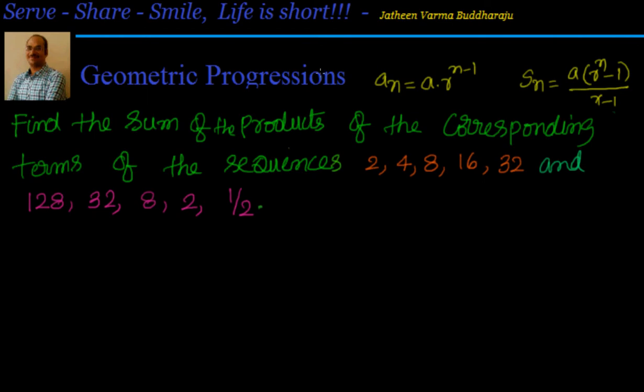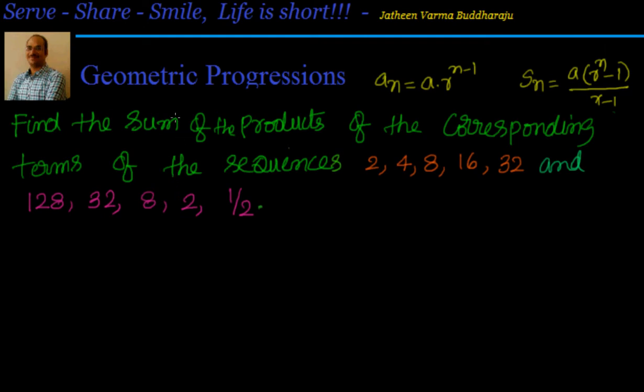We are solving examples as part of geometric progressions. Let's look at this example. Find the sum of the products of the corresponding terms of the sequences 2, 4, 8, 16, 32 and 128, 32, 8, 2, 1 by 2. There are two sequences, geometric progressions. We want the sum of products of the corresponding terms.